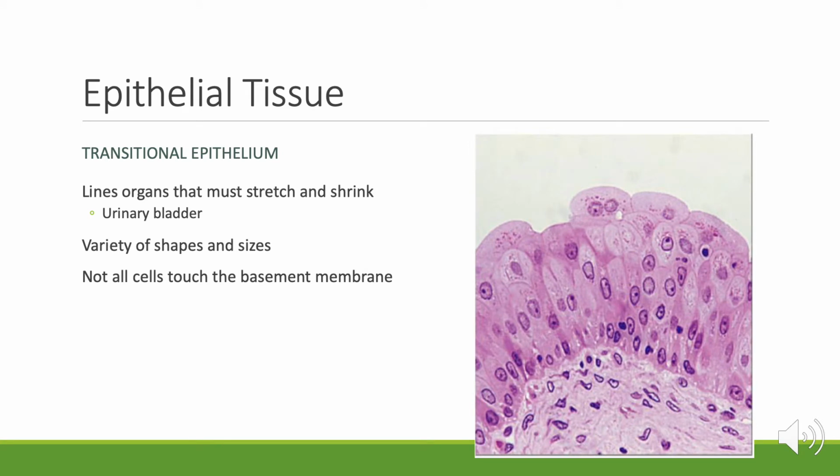The final type of epithelial tissue is transitional epithelium, and this lines the organs of the body that need to stretch, such as the urinary bladder. This one is hard to classify because it comes in many shapes and sizes and can be multiple cells thick.